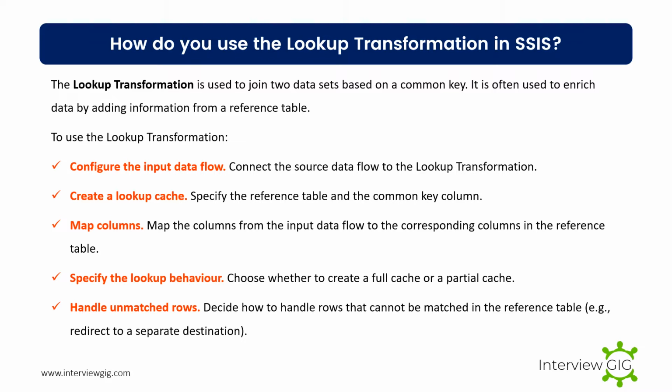How do you use the lookup transformation in SSIS? The lookup transformation is used to join two data sets based on a common key. It is often used to enrich data by adding information from a reference table. To use the lookup transformation, configure the input data flow. Connect the source data flow to the lookup transformation. Create a lookup cache. Specify the reference table and the common key column.